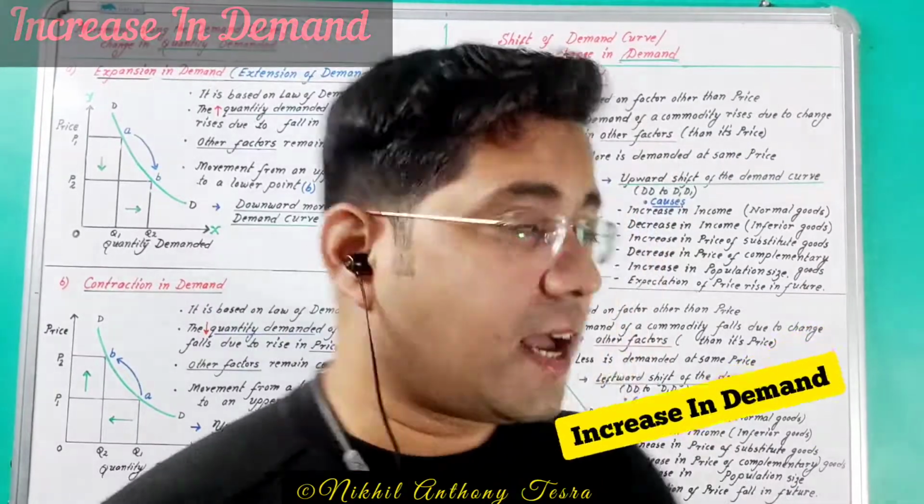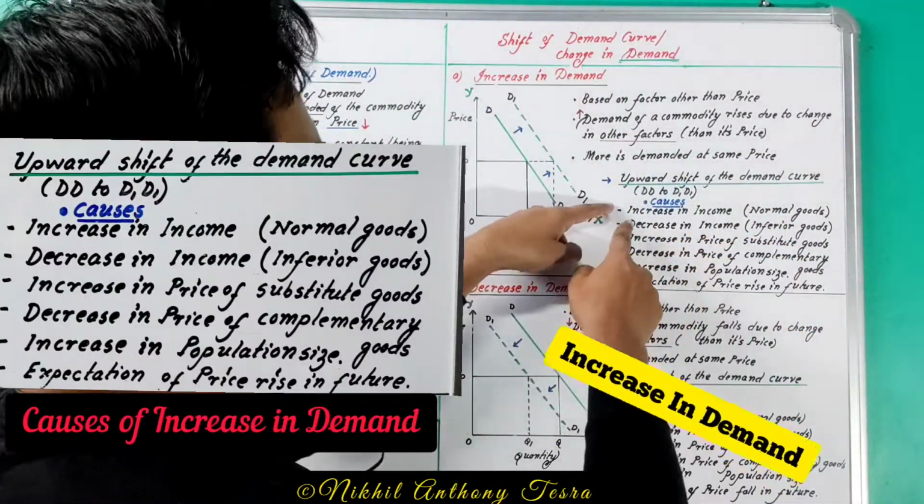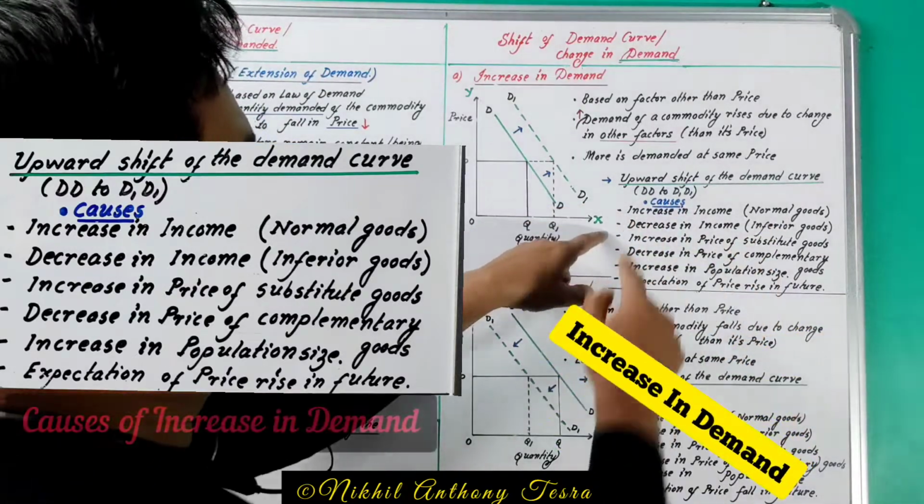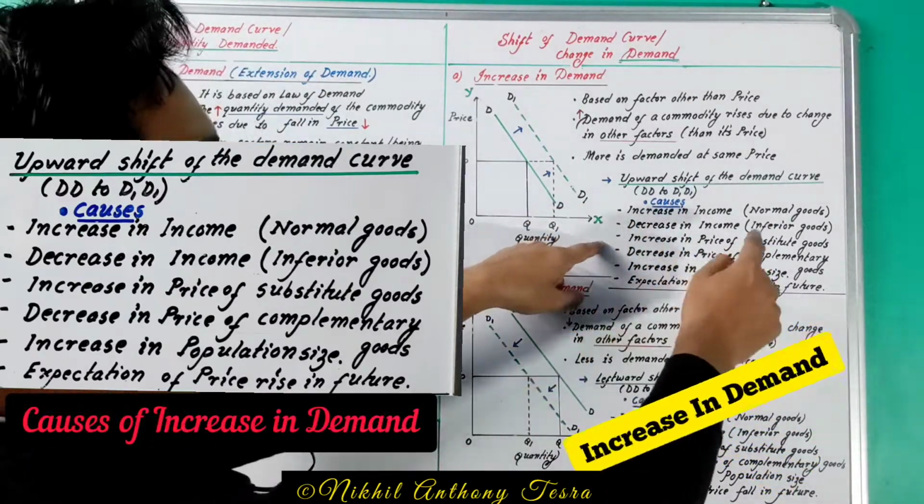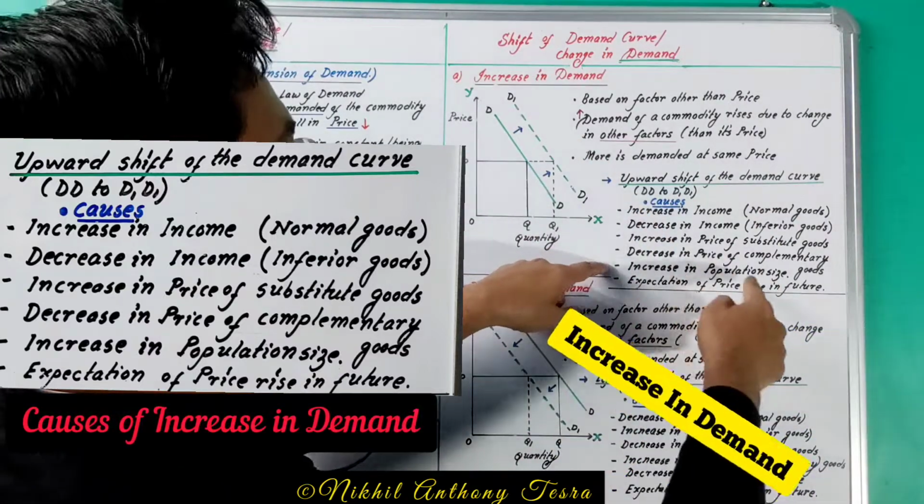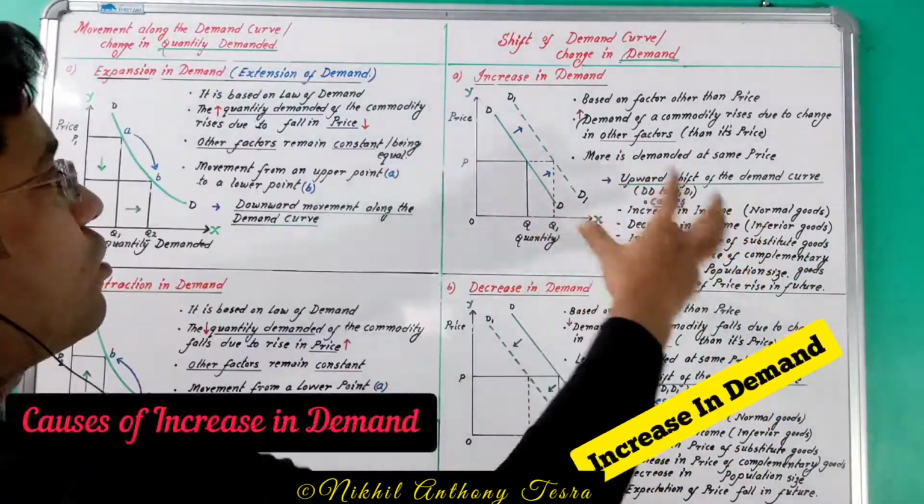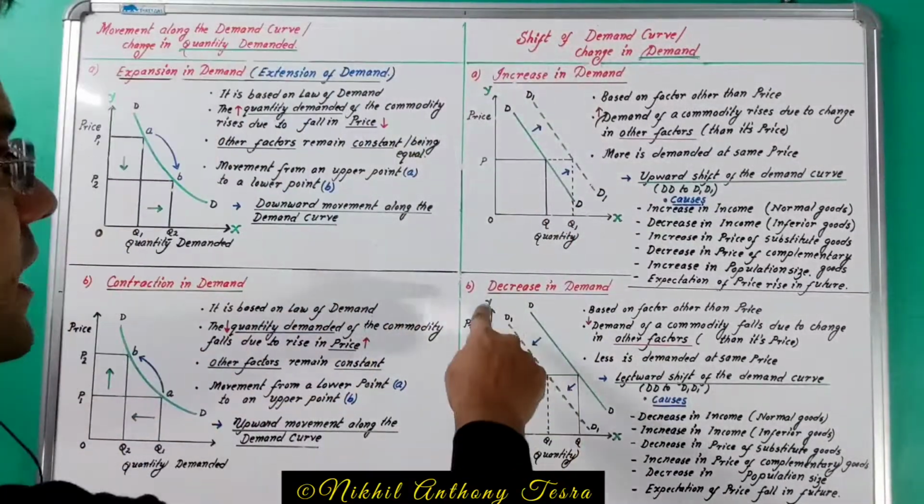Friends, very quickly, I'm just covering the causes of increase in demand. For normal goods, increase in income. For inferior goods, decrease in income. Increase in price of the substitute goods. Decrease in price of the complementary goods. Increase in population size. Expectations of price rise in future. These are the causes. So friends, now number 2, that is decrease in demand.